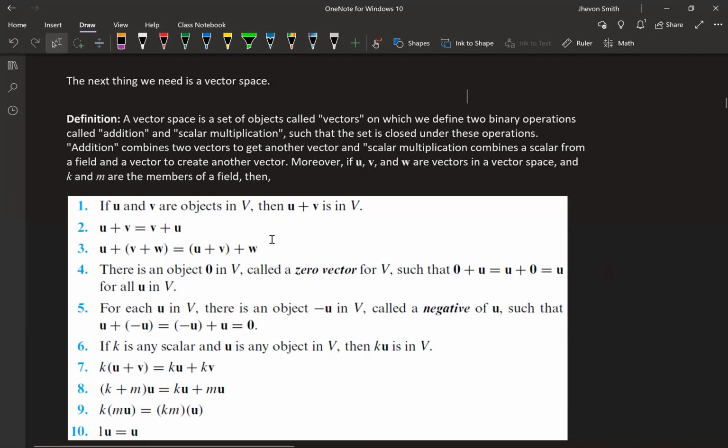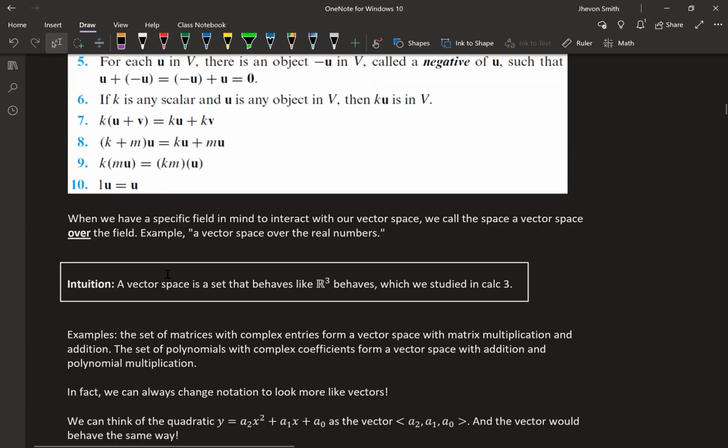So a vector space is a set of things called vectors, and it has two operations, addition and scalar multiplication. Addition is a way to combine two vectors to get a third vector. Scalar multiplication is a way to combine a scalar from a field and a vector to create another vector. A vector space must fulfill these 10 properties, right?